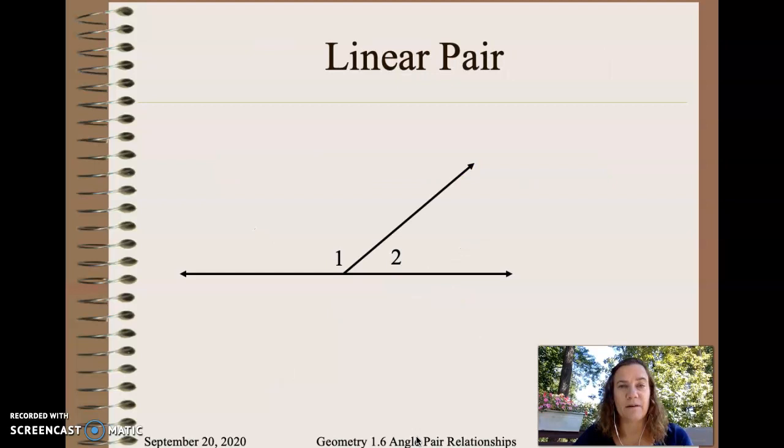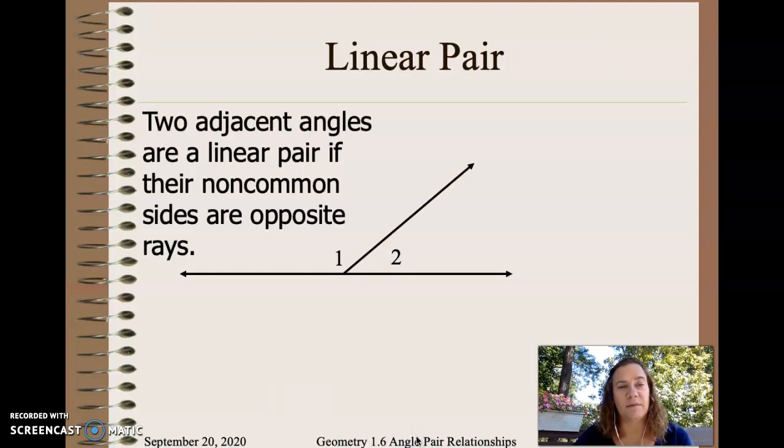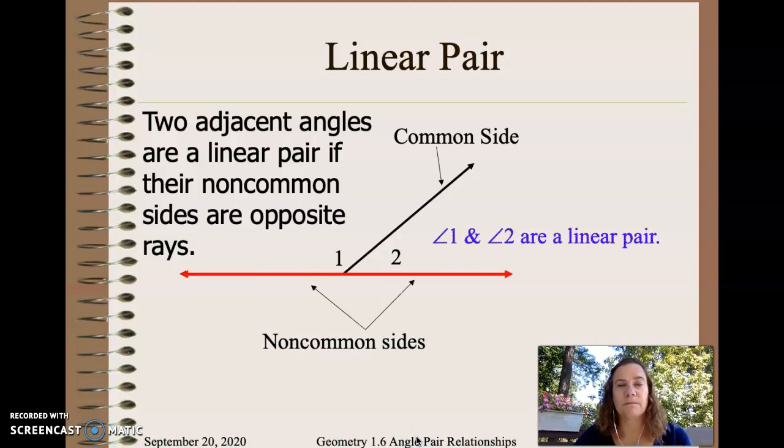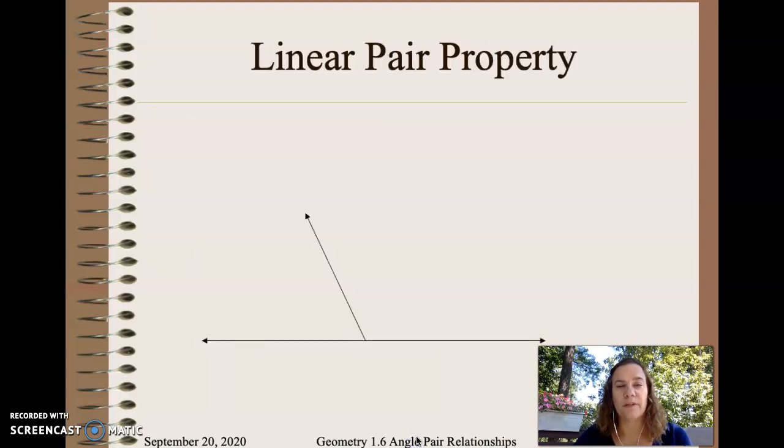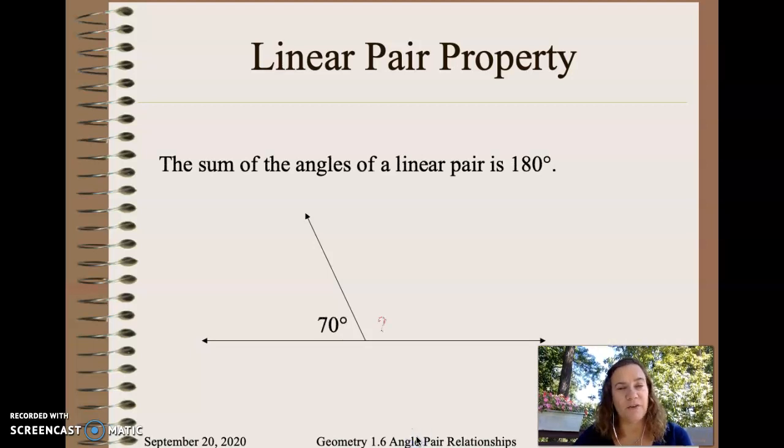A linear pair is a pair of two angles that form a line. It's formed by two opposite rays and their non-common side. Angles 1 and 2 are a linear pair. The sum of a linear pair is 180 degrees.